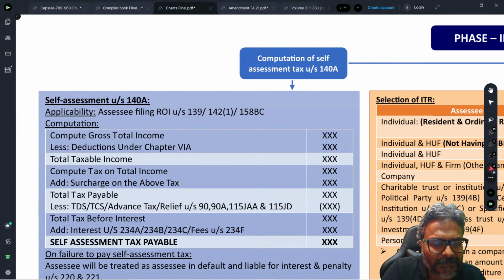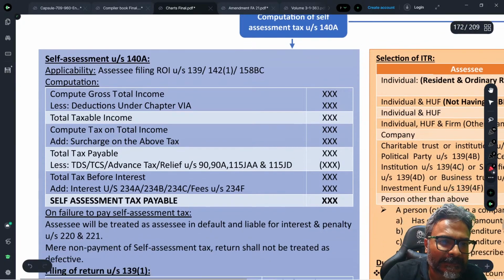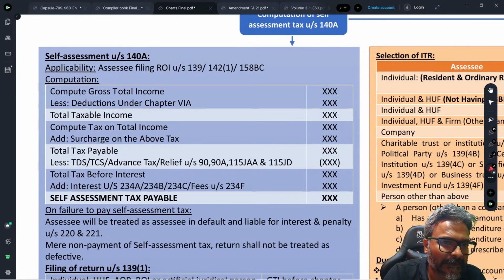And the answer to that, students, is yes. The ROI in this case can still be filed even if the self-assessment tax hasn't been paid. So just keep that in mind.